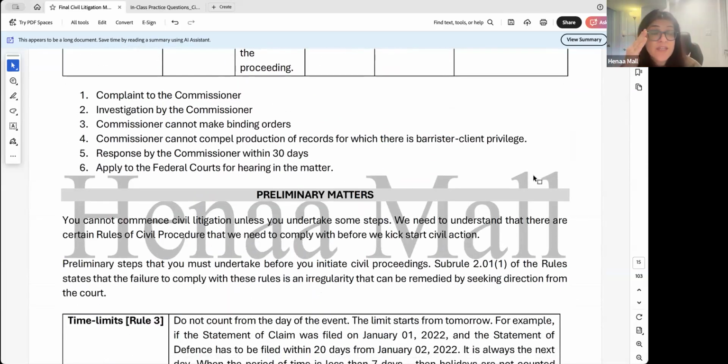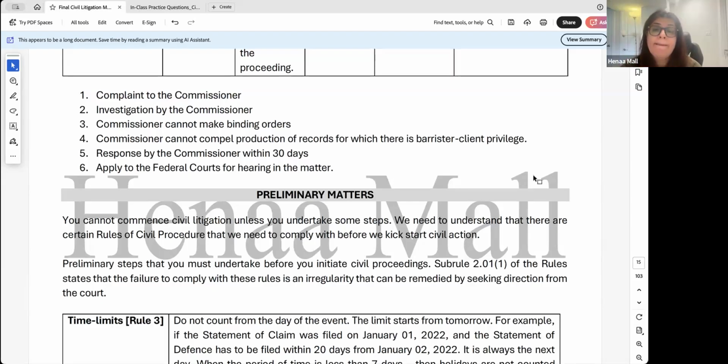So let's say you find that there is some sort of leakage or pilferage of important information: complain to the commissioner, and there will be an investigation by the commissioner. The commissioner cannot make binding orders and cannot compel production of records for which there is barrister-client privilege. The commissioner has to file a response within 30 days and apply to federal courts for a hearing in case there is an issue.